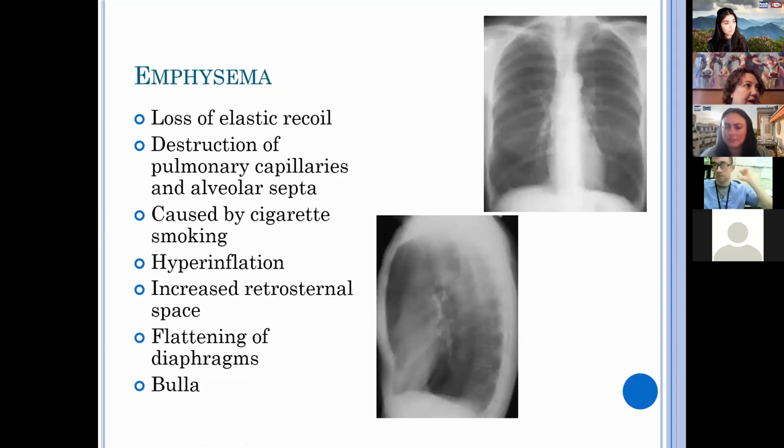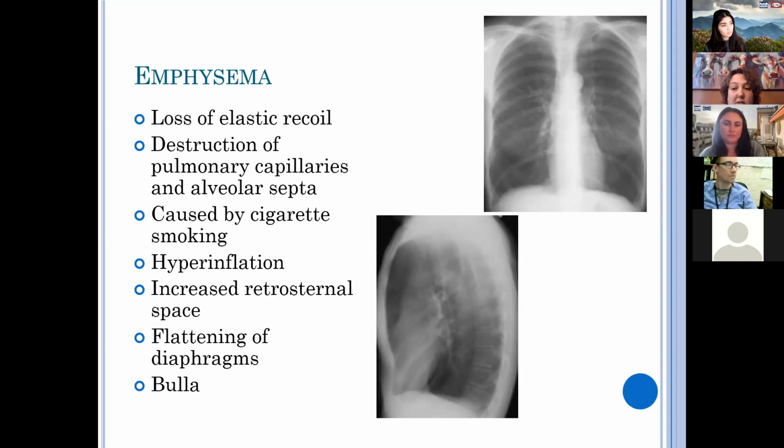We talked earlier that some signs of emphysema and COPD can be seen on chest X-ray. These patients, especially patients with emphysema, have a loss of elastic recoil. So when they exhale, they're not going to fully empty their lungs of air. They also have destruction of pulmonary capillaries and alveolar septa. With this damage and destruction to the lung tissue and not being able to fully empty your lungs of air, you can see hyperinflation.